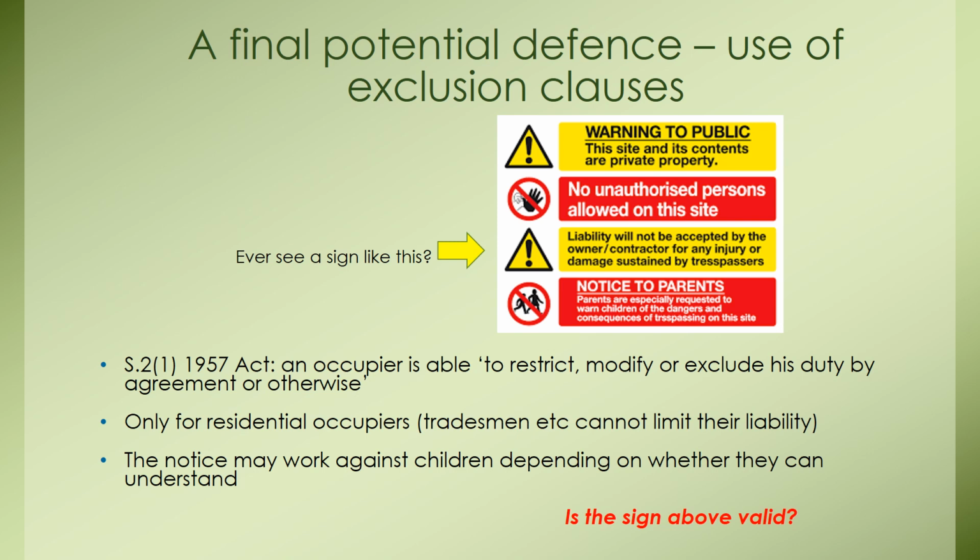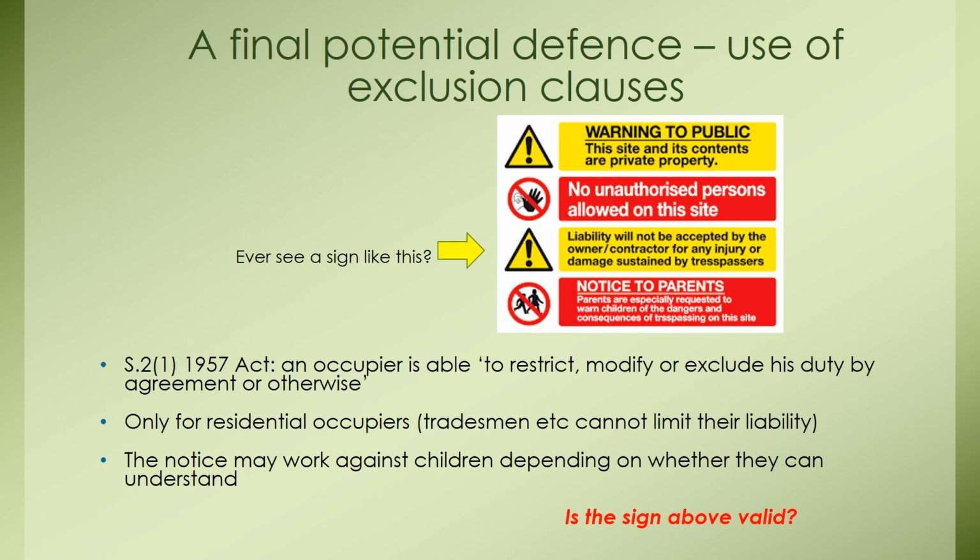And what we've got here finally, potential defence, use of exclusion clauses that I mentioned before. We will look at these more under contract law, but section 2(1) of the Act says that an occupier is able to restrict, modify or exclude their duty by agreement or otherwise. Obviously restrict meaning limit, modify meaning amending, exclude completely removing their duty. This is only for residential occupiers.